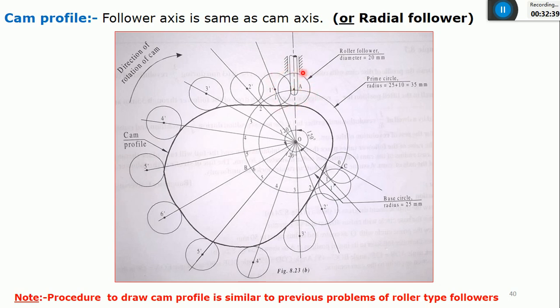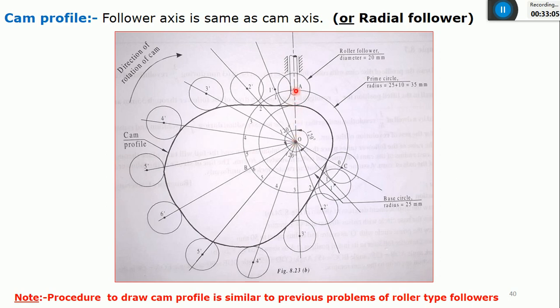So I can consider this as point A, and at this point I can indicate a roller, and it is given the roller diameter is 20. It means the radius will be 10 mm or 1 centimeter. By taking the center of the roller as point A, I'll draw a circle with a radius of 1 centimeter or 10 mm. Then I'll indicate the follower with some height. After that, I'll join point O and point A, and it will be the first reference line. That is, OA is a reference line.